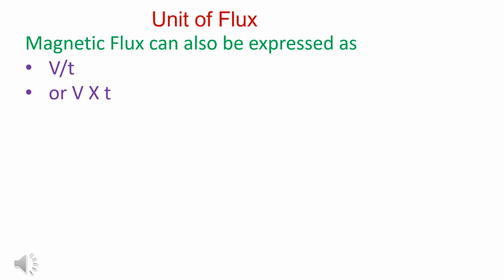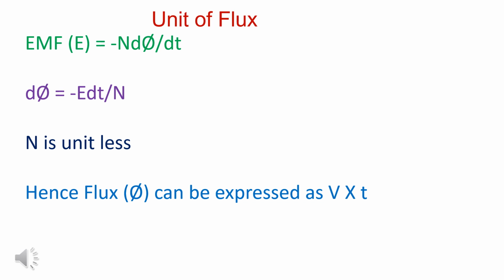Coming back to video, magnetic flux can be expressed as V by T or V into T. EMF is equals to minus N d phi by dt. d phi is equals to minus E dt by N. Thus flux can be expressed as V into T.